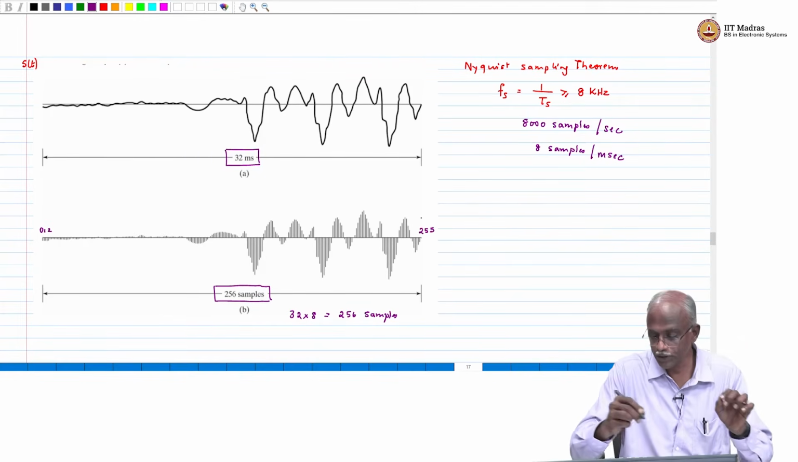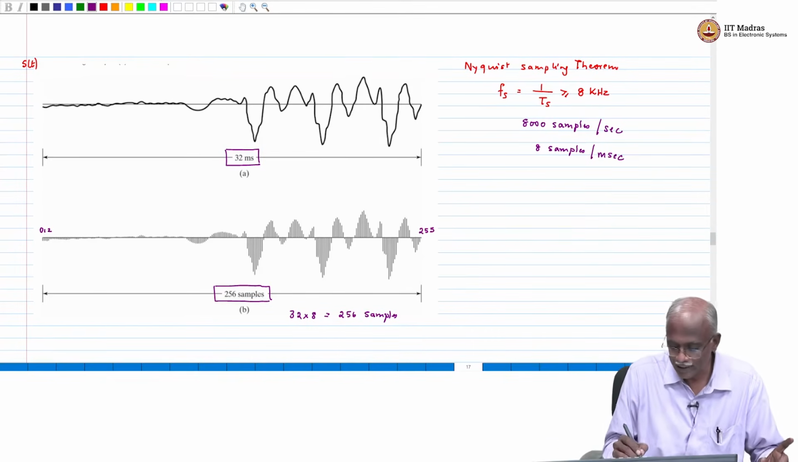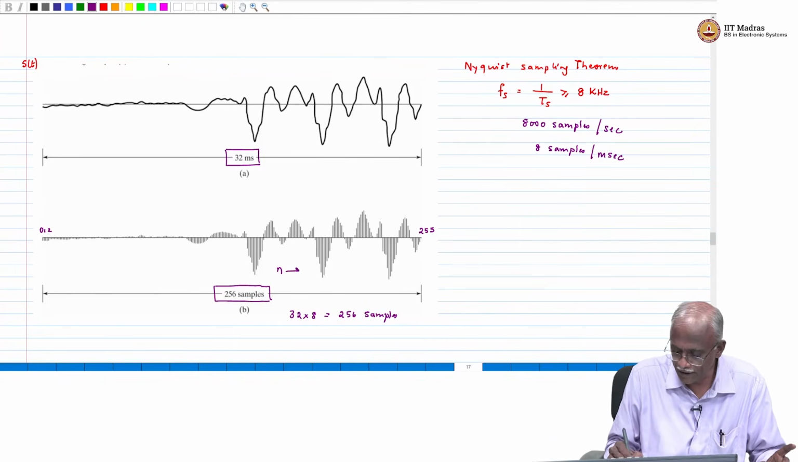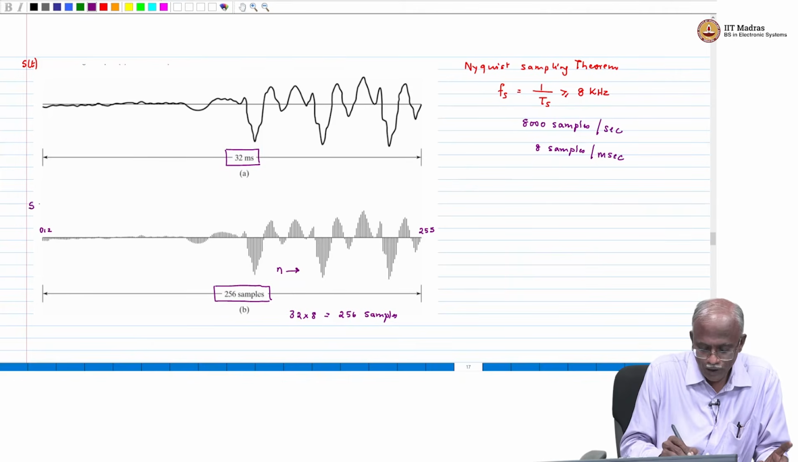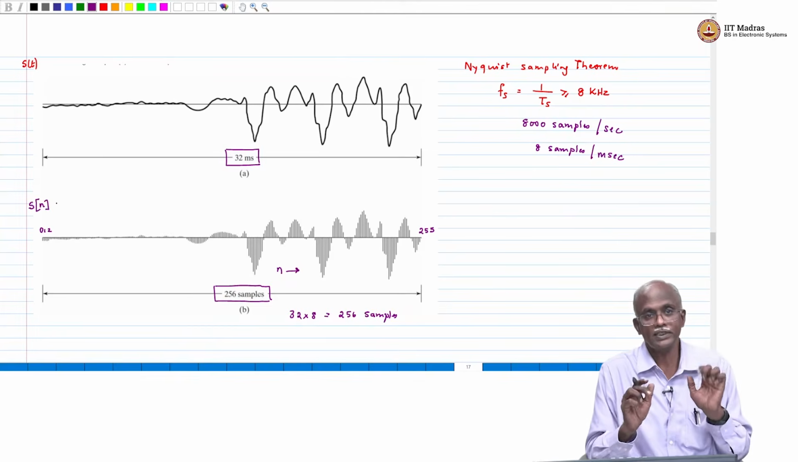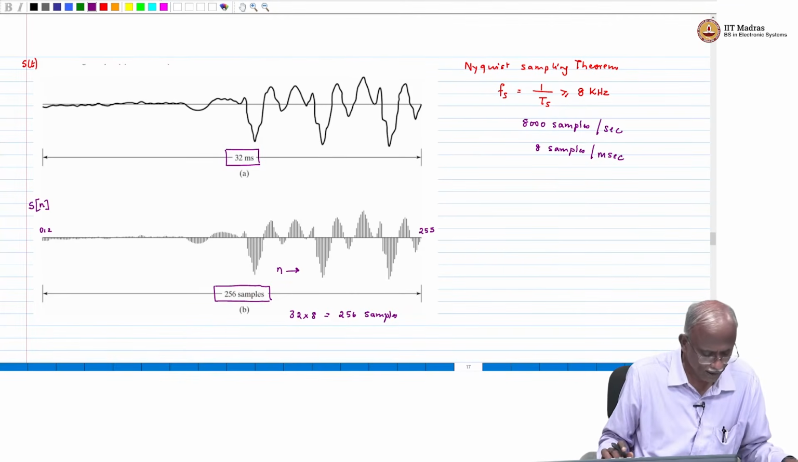Your continuous time signal had t as a variable. This one has n as the index, and we will denote it as n in square brackets. That will be the representation of the sampled signal.